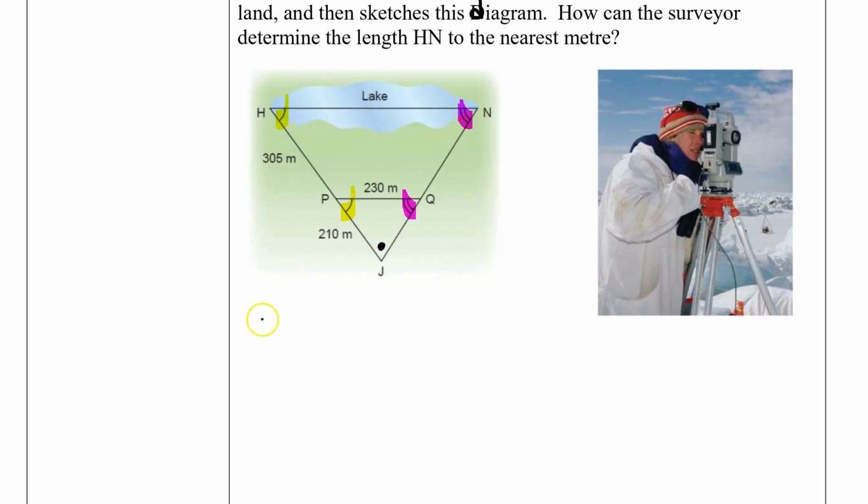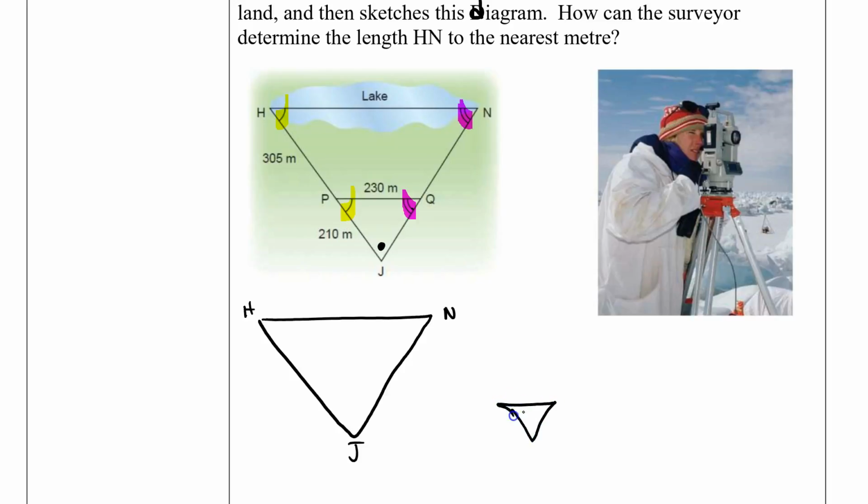Let me just draw them out. We have this bigger one, which is H, N, and J, and we have a littler one, which is P, Q, and J. So I'm just going to draw in these sketches right here. This one is this one, this one is this one. I'm just going to say J is the same as J, because it's the same letter.